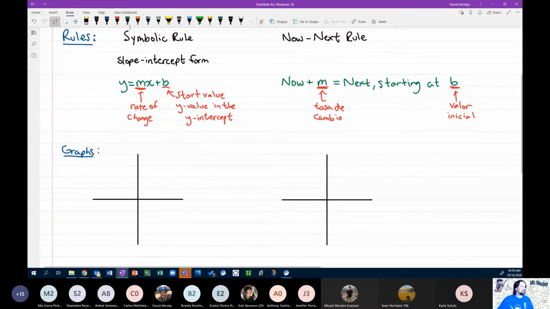Okay, so I'm going to look at two different graphs here to help us see what lines look like in a graph. So we have our axes: y goes up and down, x left and right.